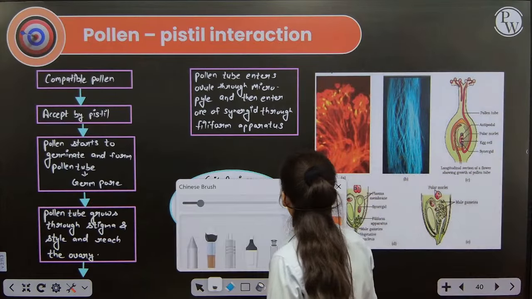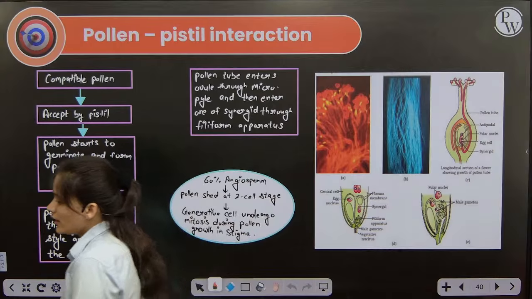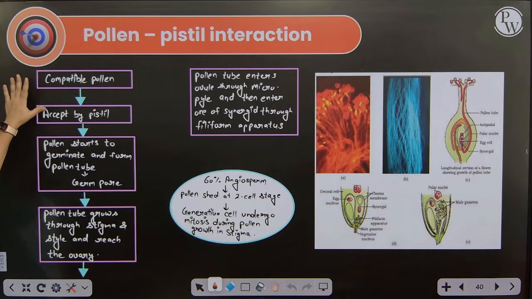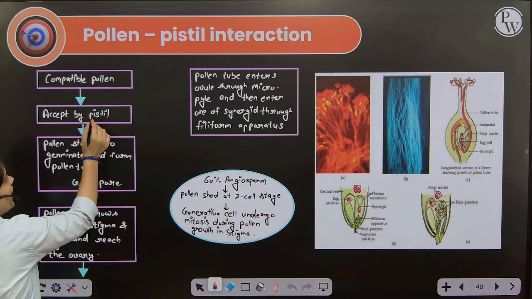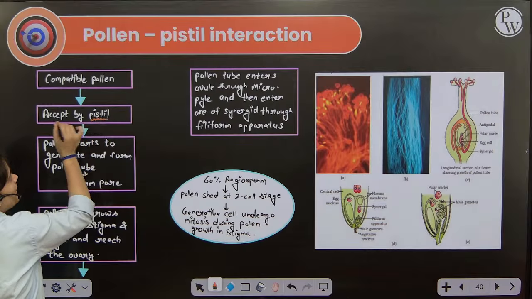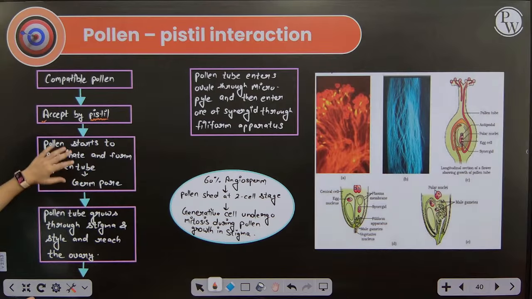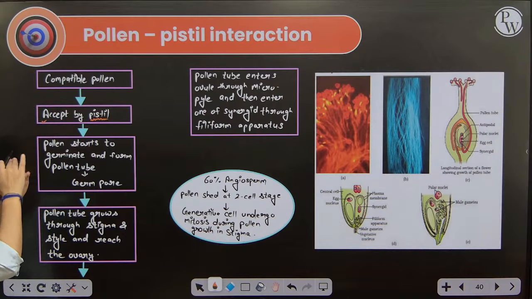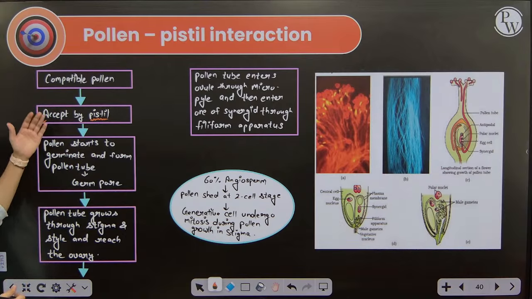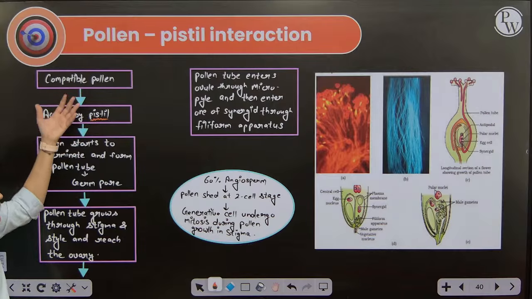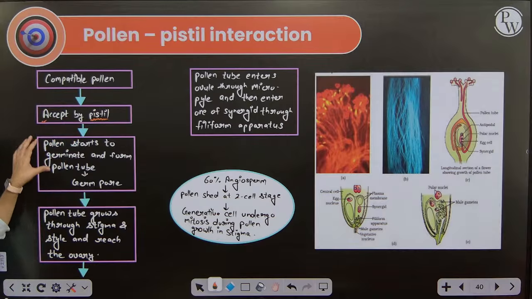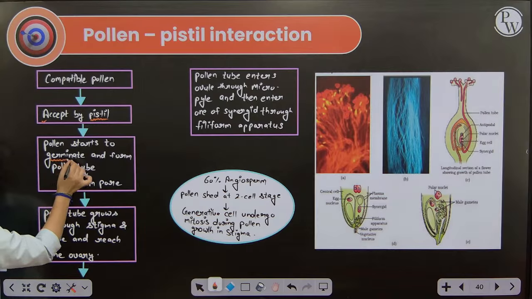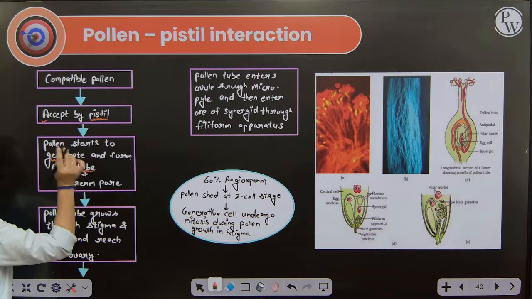Let's discuss the flowchart of pollen pistil interaction. If compatible pollen lands on the stigma, then what happens? Does the pistil accept or reject? The pistil accepts this pollen grain. There is continuous chemical dialogue between pollen and pistil. As a result, the pistil accepts this compatible pollen. Now the pollen starts to germinate and it will form a pollen tube.